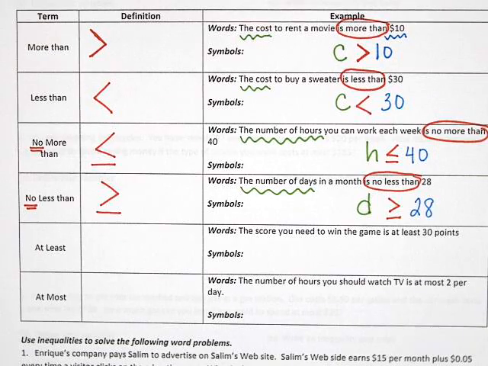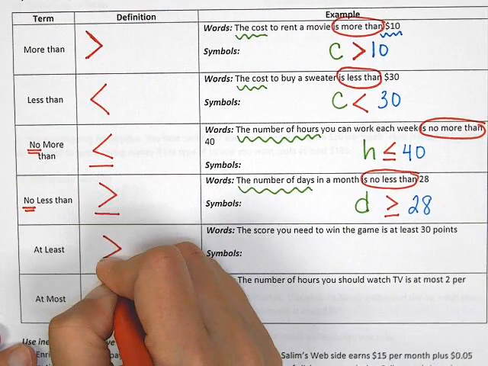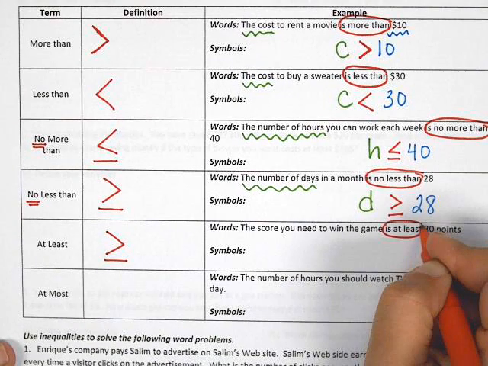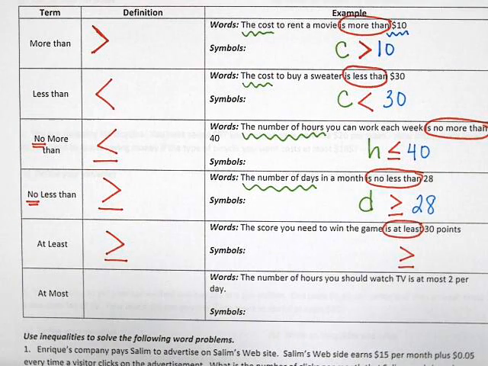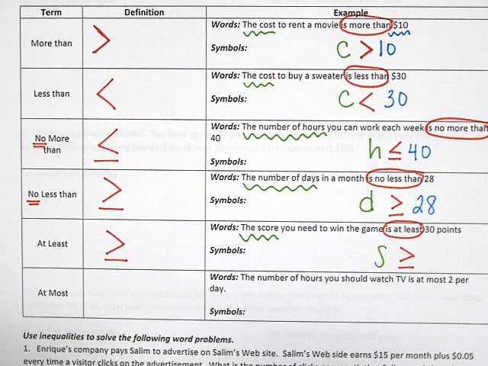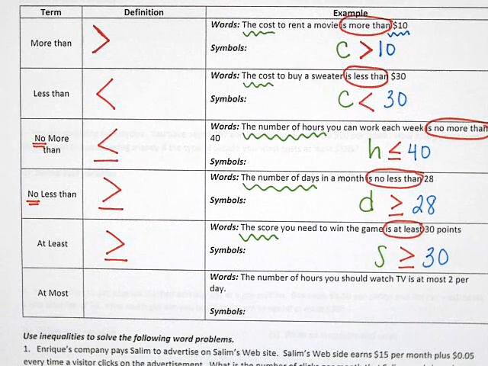At least means I want this much or more. For example, if you say to your parents, I need to borrow at least $20, that means you want $20 or more. So at least means greater than or equal to. The score you need to win the game is at least means greater than or equal to. I would probably use the letter S for score and the number 30 for 30 points.